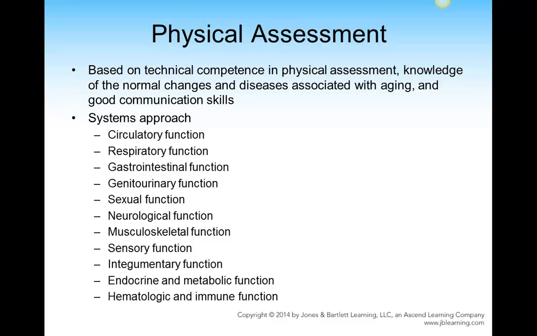Hematology and immune function. We know that as the kidney ages, we don't produce erythropoietin, so the risk for anemia is much higher. As we've mentioned with some of the theories of aging, the thymus gland is smaller, and our infection fighting capacity is diminished. So we really have to do a more thorough baseline complete assessment and have good communication skills to be able to get the data that we need.